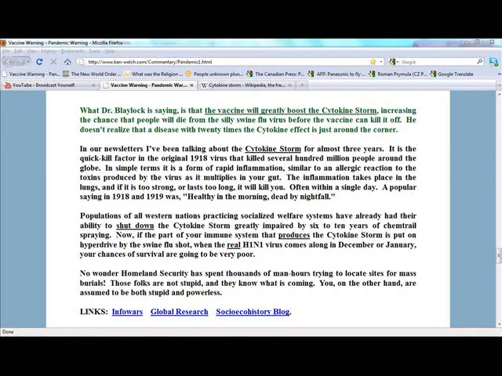Now he continues, populations of all Western nations practicing socialized welfare systems, like the U.S., have already had their ability to shut down the cytokine storm greatly impaired by 6 to 10 years of chemtrail spraying. Now the part of your immune system that produces the cytokine storm is put in hyperdrive by the swine flu shot. Then when the real killer virus comes along in December or January, your chances of survival are going to be poor. So this is his theory.